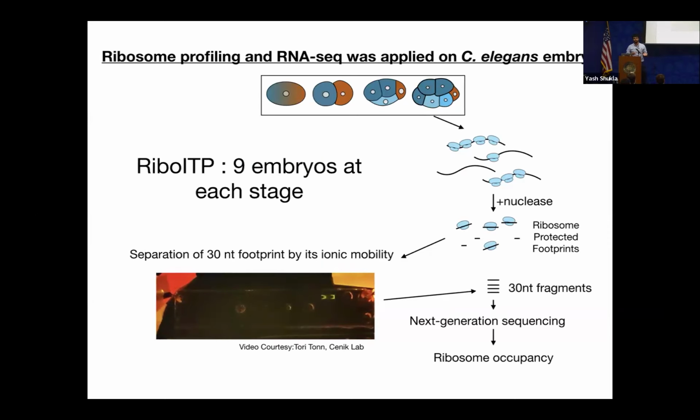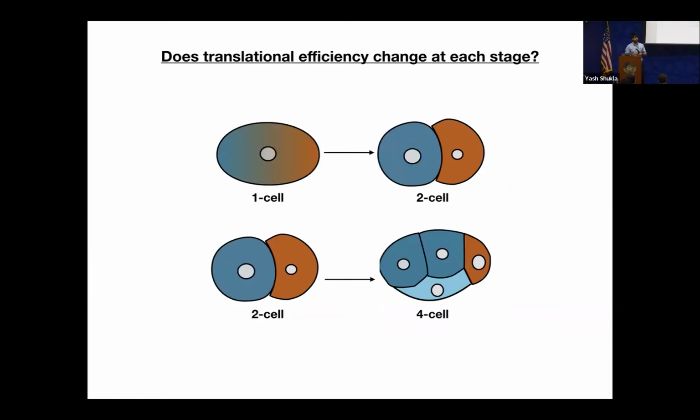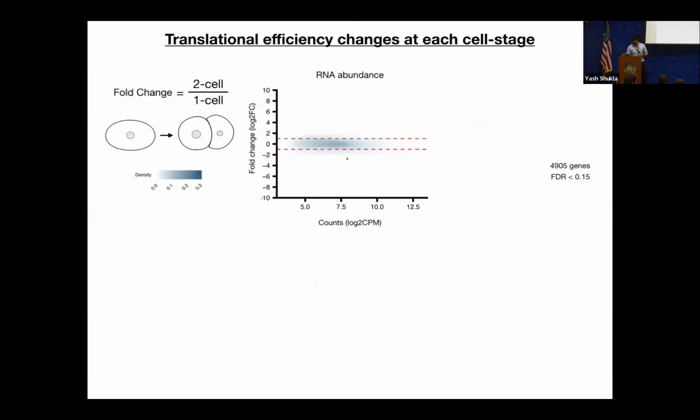Through this, we were able to move from using 10,000 embryos to all the way to 9, and that's how we got ribosome profiling data set along with RNA-seq. So we did a bunch of QC, and then finally what we want to know is, what does this data actually tell us? We wanted to know how translational efficiency changes as the embryo develops from 1 to 2, 2 to 4, and so on and so forth. And so here's the data.